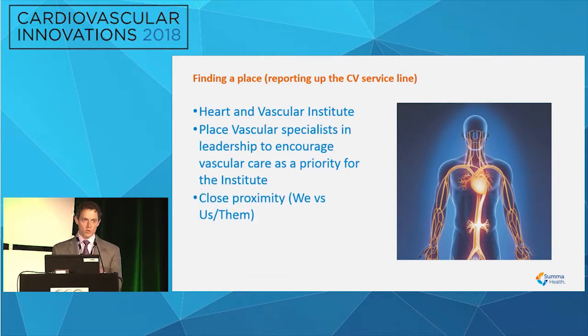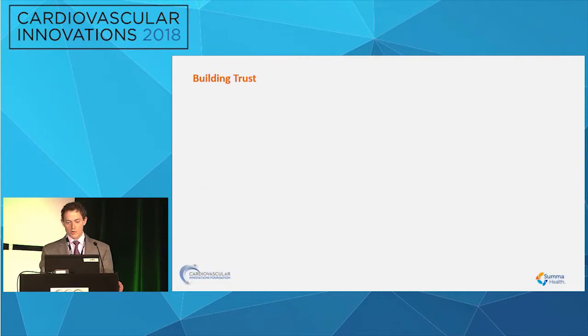Close proximity, just close proximity within your campus. So working side by side, if you're a cardiologist, with a surgeon that you see routinely on a day-to-day basis, not someone that's across the campus that you rarely see, gives you more of a we versus us-them mentality. So building trust is critical. If you want to have collaboration among your endovascular specialists, you need to be able to build trust. How do you do that?